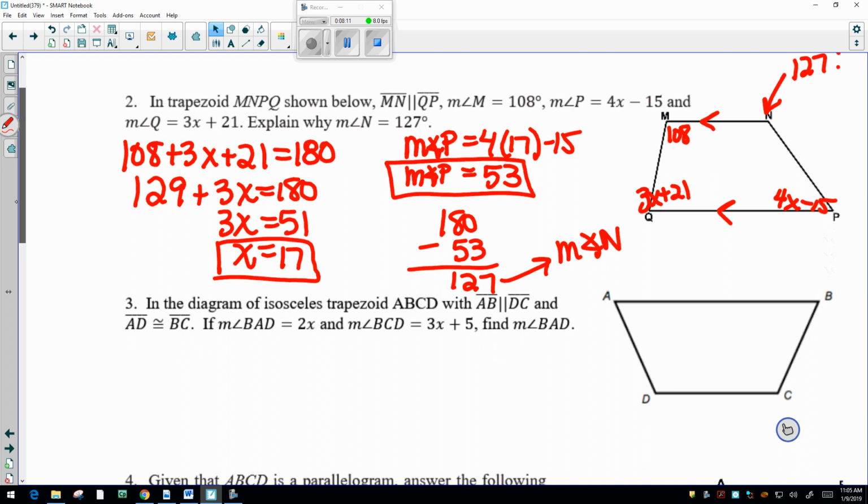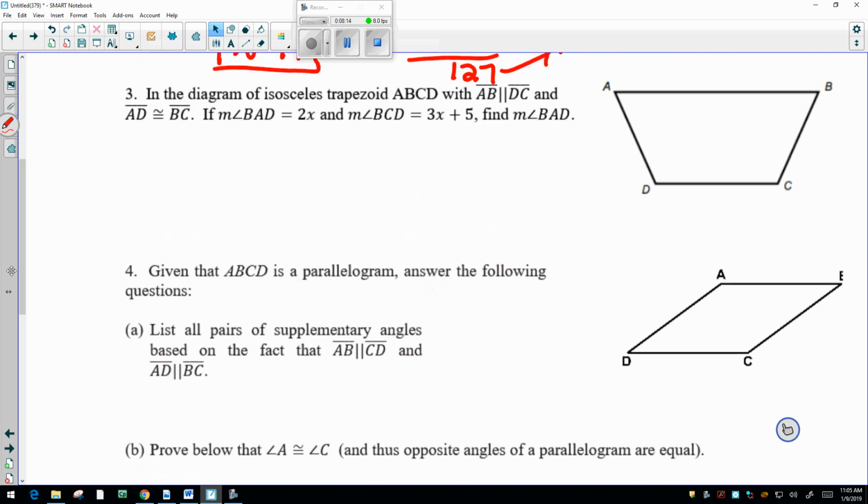Okay. Looking at number 3, now we're going to be dealing with different angles, and it's isosceles. So just like we said in the beginning, if it's isosceles, we get two equal sides. They're telling us we have our parallel sides here, and our two equal sides are AD and BC. So we know the measure of angle BAD is 2x, and we know the measure of angle BCD is 3x plus 5. And they want us to find the measure of angle BAD, so we're looking for this one.